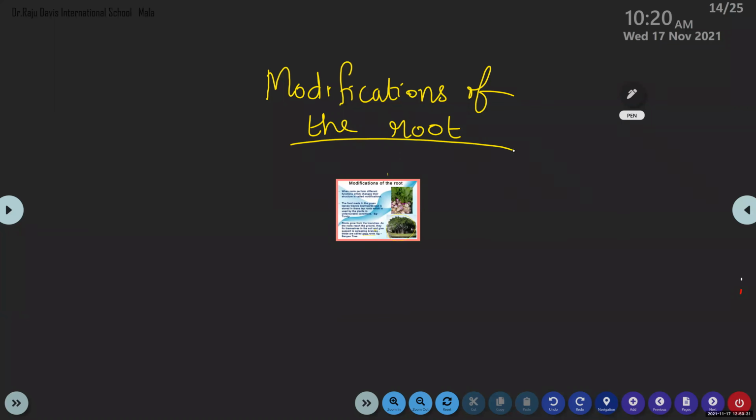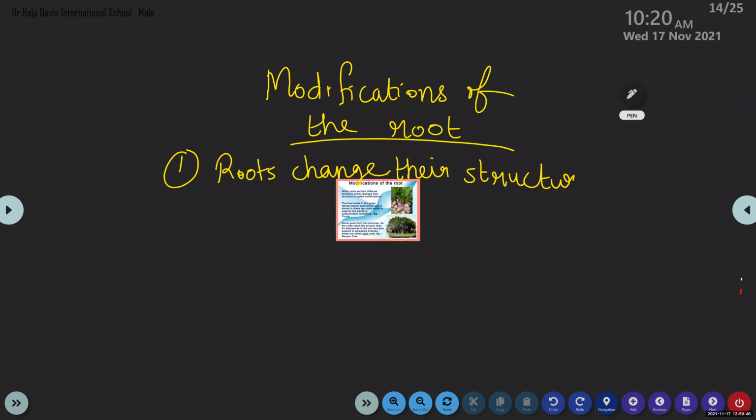Modification of the root. Modification means the roots change their structure. This is the first type. Roots change their structure according to the function. This is one of the modifications according to the function.